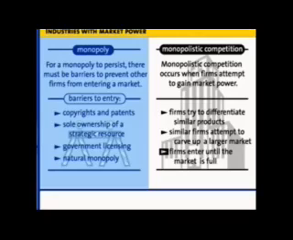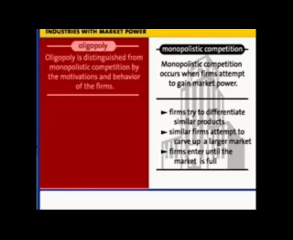Now, a third kind of market structure also involves a small number of firms. This is called oligopoly. An oligopoly is distinguished from monopolistic competition by the motivations and behavior of the firms. In oligopoly, what happens is you have a small number of firms that are protected by barriers to entry. For instance, the airline industry or the cigarette industry.